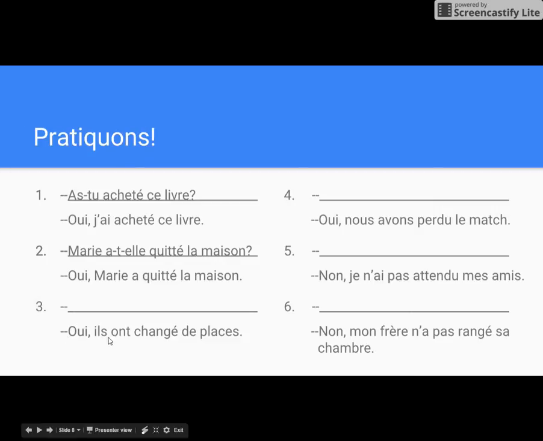Trois, oui, ils ont changé de place. We need to flip-flop our subject pronoun and our verb. Ont-ils changé de place? Oui, ils ont changé de place. 4. Oui, nous avons perdu le match. We're going to flip-flop our subject pronoun and verb, and we also need to change it to the opposite. So instead of nous, we'll use vous. So, avez-vous perdu le match? Oui, nous avons perdu le match.